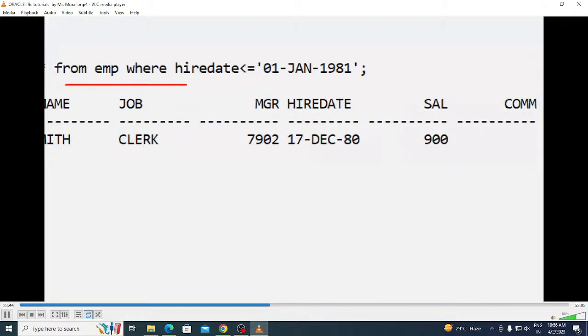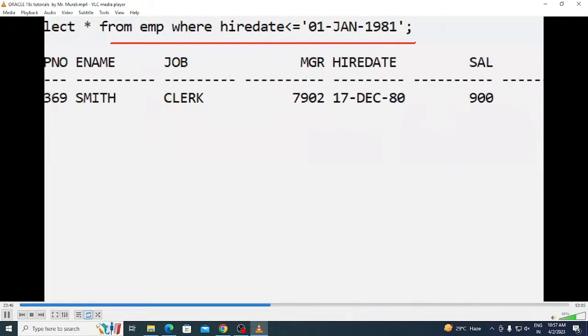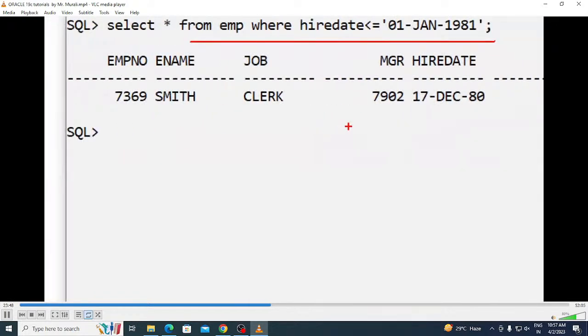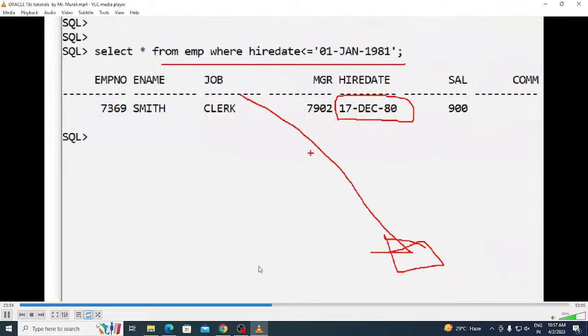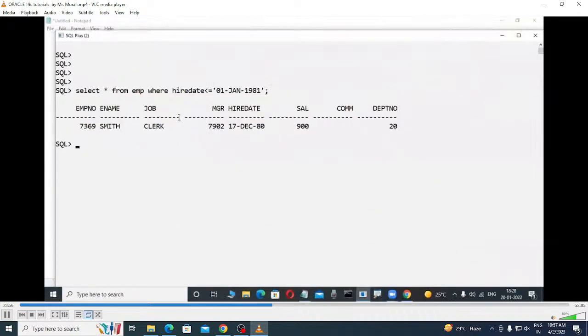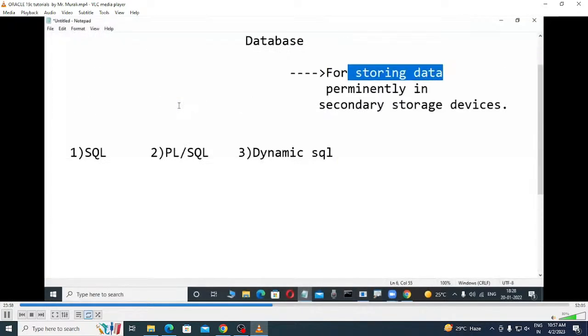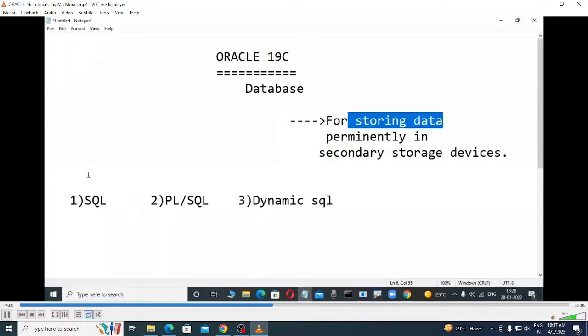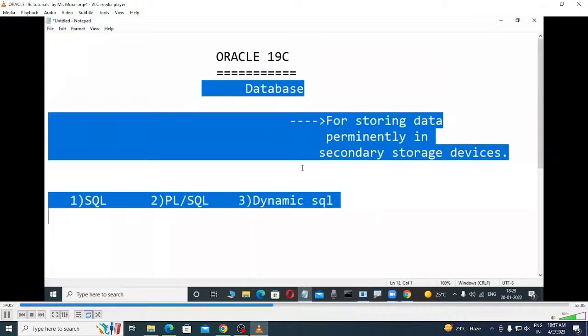With a single line of code, the employees who joined before 1981 are retrieved automatically from the database. That is why efficient data retrieval is so powerful, and it is achieved only through these databases and these languages.